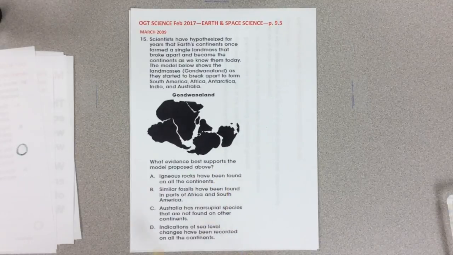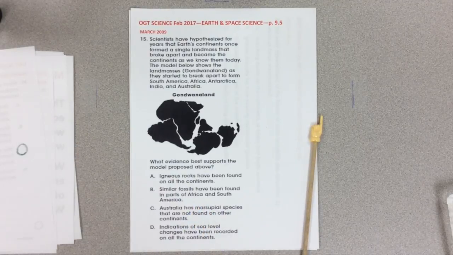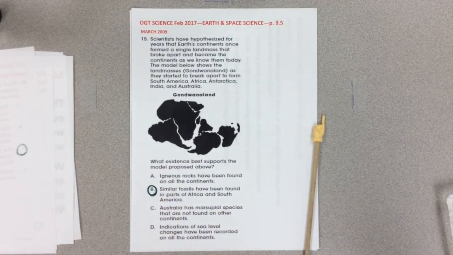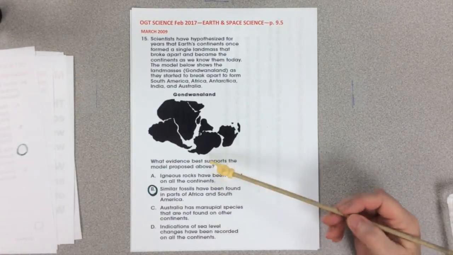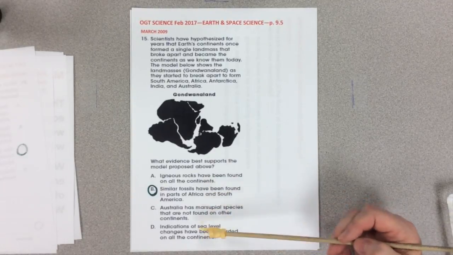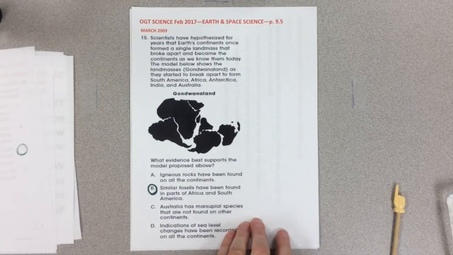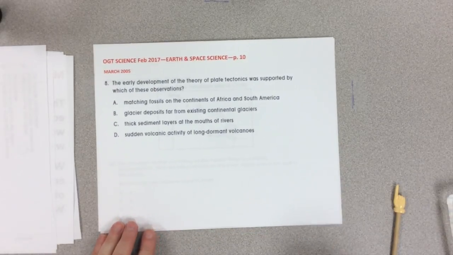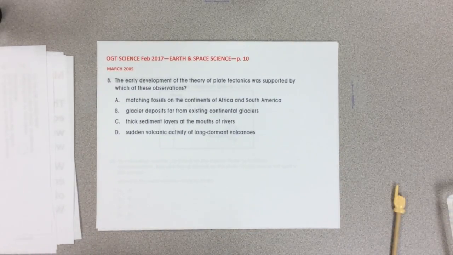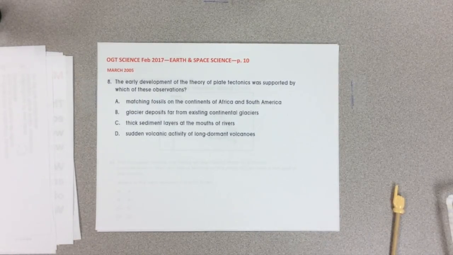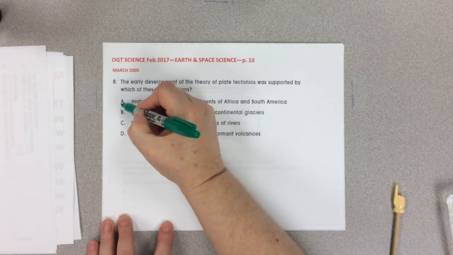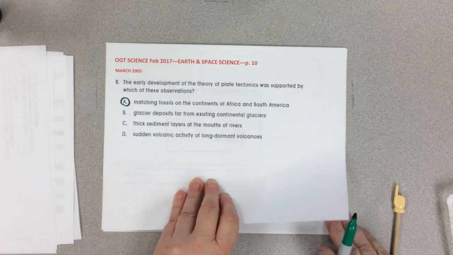So what evidence best supports this? Once again, similar fossils have been found in parts of Africa and South America. So it's either similar fossils or similar rock layers. But again, they don't put both of those answers in one choice. It's either that or the other, but they're not both in there to make you try to choose between those two. The early development of the theory of plate tectonics was supported by which of these observations? Here we are again. So this seems to be fairly important because it keeps coming up year to year. And here it is, those matching fossils on the continents of Africa and South America.